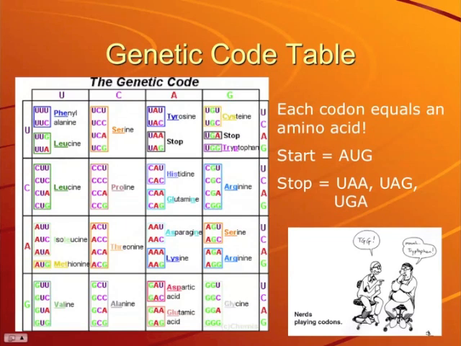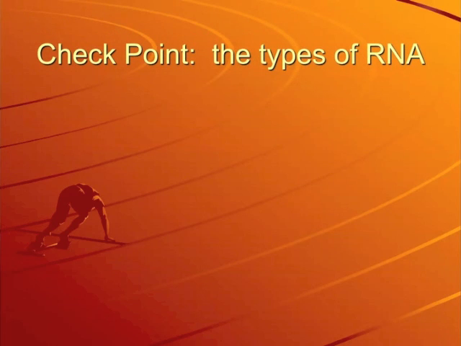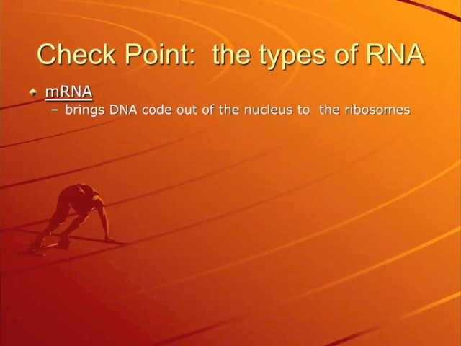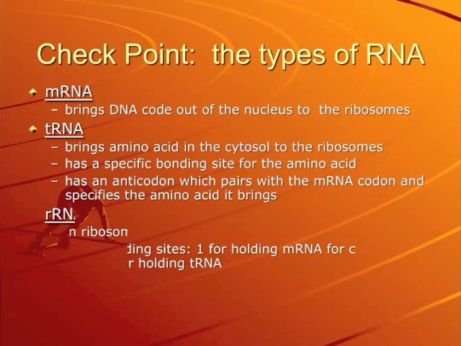So now, before we get into the actual translation, I'm going to review the types of RNA. First, the mRNA actually brings the DNA code out of the nucleus to the ribosome. Then tRNA brings amino acids in the cytosol to the ribosomes, because they have specific bonding sites for your amino acids and have the anticodon that pairs up with the mRNA codon for a specific amino acid. And then the rRNA is found in your ribosome.